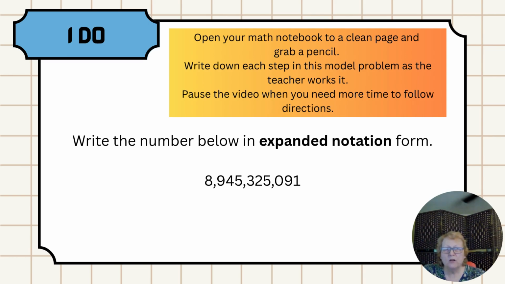So let's take a look at our first I do problem. It says to write the number below in expanded notation form. And you can see there that the number is a very lengthy number. It has a number of digits in it. All right, so it wants us to write this number in expanded notation, which means we are going to expand this number by identifying each digit in the number according to its place value.